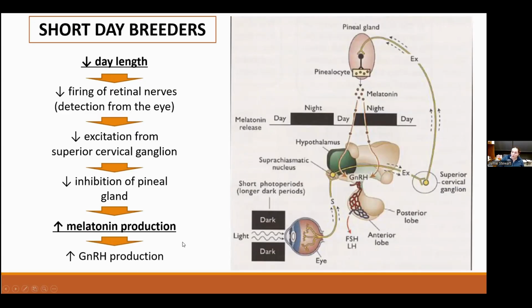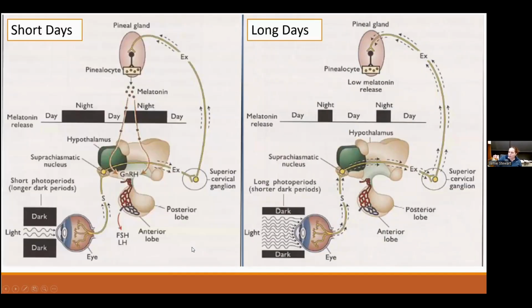And then in small ruminants, that increase in melatonin directly will stimulate GnRH production from the hypothalamus. And that's how this is all regulated, because having increased GnRH production, GnRH is that master regulator. So that's where we're going to have increased melatonin production to trigger our seasonality.